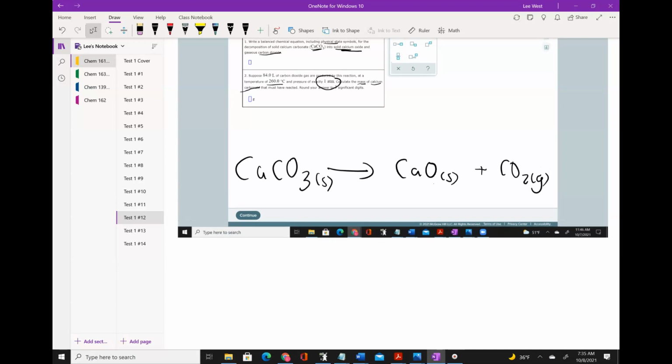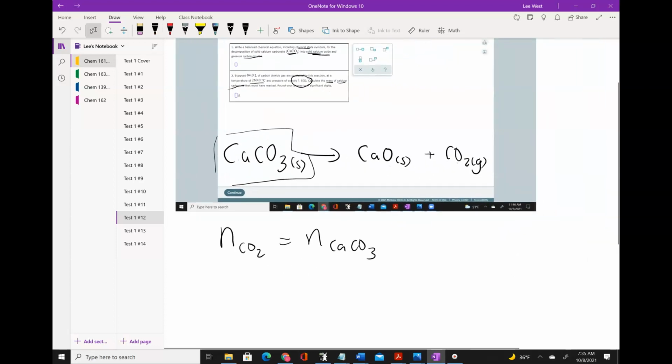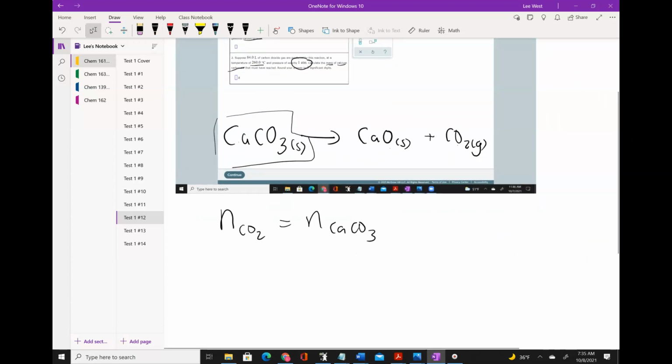Okay, so the key thing here is we've got a balanced equation. So I know from this that if I have the number of moles of carbon dioxide, that's going to be equal to the number of moles of calcium carbonate, and then I can just use the molar mass to turn that into grams, right? So that's the key thing about getting this balanced equation, is to realize that there's a 1-to-1 mole ratio between the carbon dioxide and the calcium carbonate.